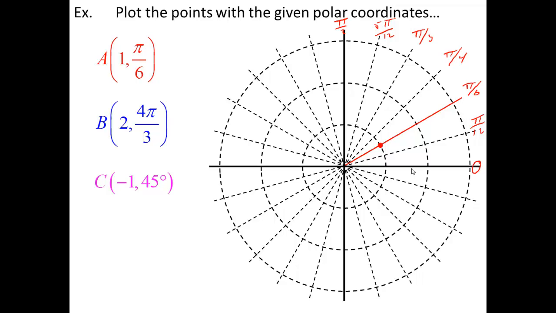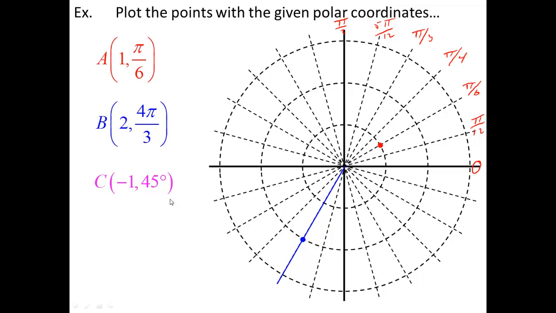Alright, point B is at an angle of 4 pi over 3. So if it's 4 pi over 3, well, if this is 1 pi over 3, that means this would be 2 pi over 3. That means this would be 3 pi over 3, and then 4 pi over 3 would be this guy right here. So 4 pi over 3, radius of 2, so right here is where you should have plotted it.